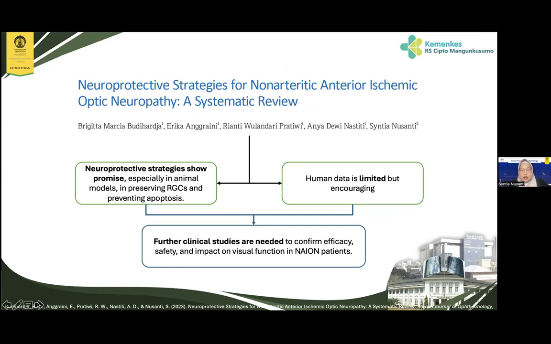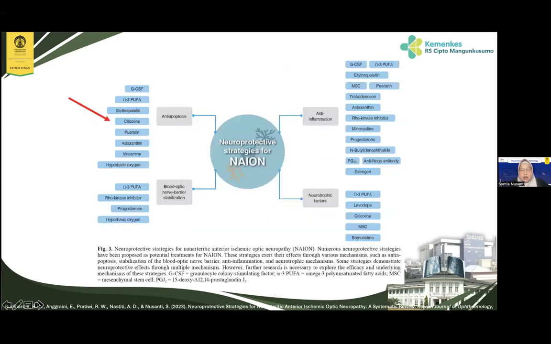Neuroprotective strategies are promising, especially in animal models, in preserving the retinal ganglion cell and preventing apoptosis. Even though the human data is limited, it is still encouraging. Further clinical studies are needed to confirm the efficacy, safety, and impact on visual function of patients with NAION. Usually we use citicoline here in Indonesia for patients with NAION, and we also try to find whether citicoline has a good result on the visual field.